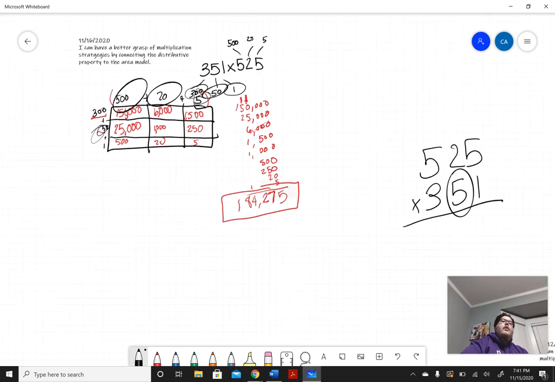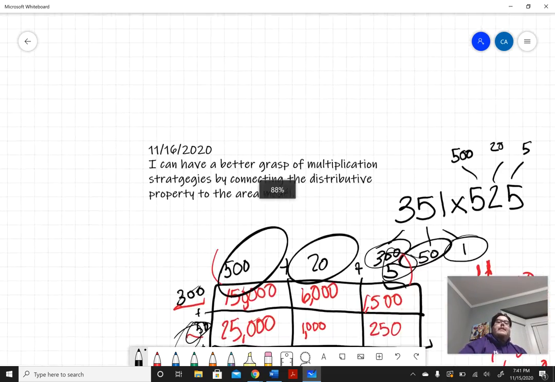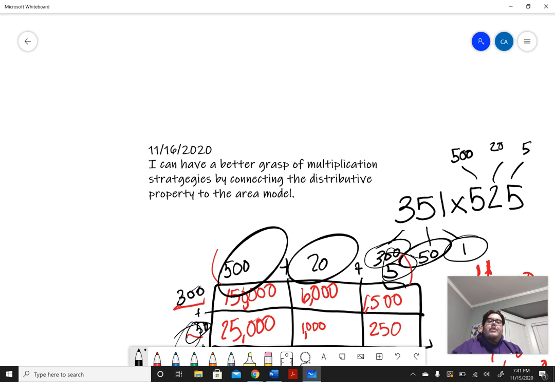All right. So let's check this learning strategy. It says, I can have a better grasp of multiplication strategies by connecting the distributive property to the area model, which then you can connect to the standard algorithm.